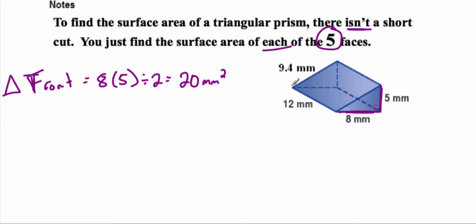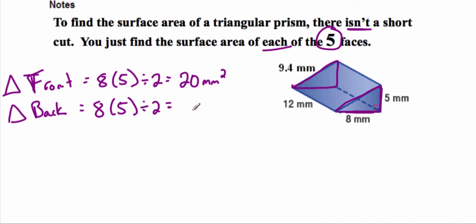While I'm doing the front, go ahead and do the back. This is the only place where you're going to have matching pieces. The front and back are both the same. So I'm going to write the back. Again, it's a triangle, but it's got the same measurements. 8 times 5 divided by 2, because it's a triangle, and we get 20 millimeters squared. That's as much of a shortcut as we're going to get.